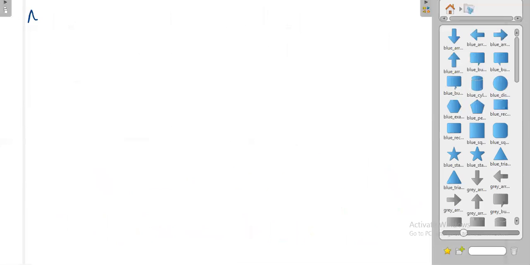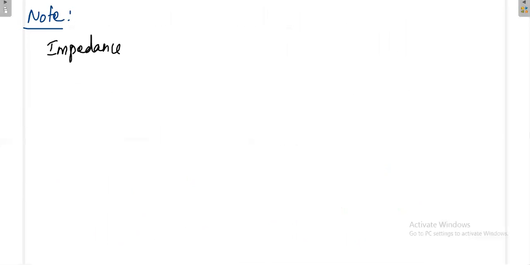Next note: impedance noted on the Smith chart is always normalized.